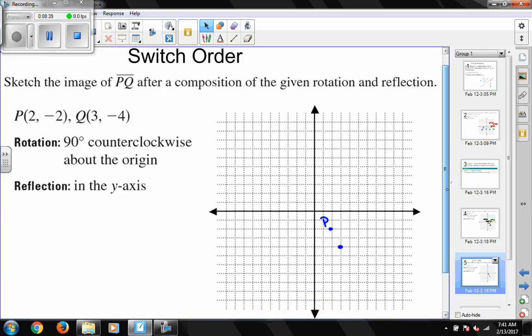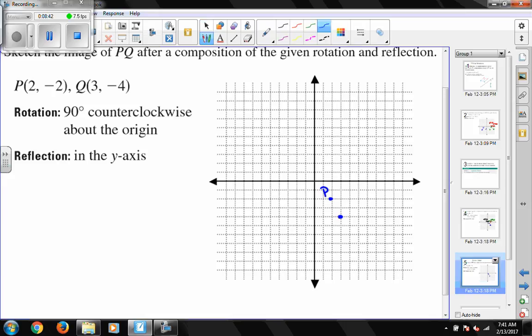If we reflect P and Q over the y-axis first, P starts out 2 spaces to the right of the y-axis. It now has to be 2 spaces to the left. We have P prime at -2, -2. Q is going to be 3 spaces to the right. It now needs to go 3 spaces to the left. We have Q prime at -3, -4.